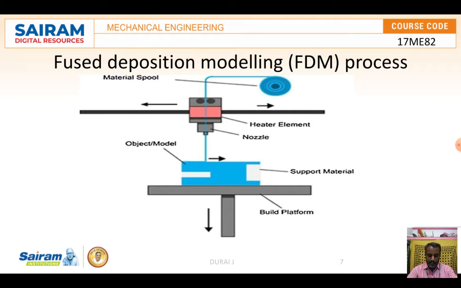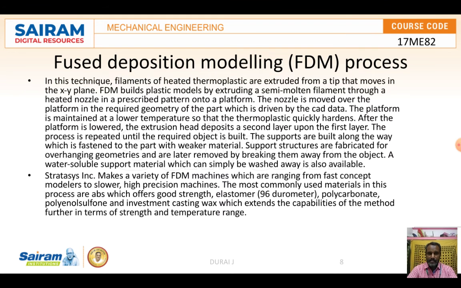So this is about the principle. What are all the materials we used in this fused deposition modeling system? It is acrylonitrile butadiene styrene, as well as polycarbonate, polyamide, polystyrene, lignin and rubber. These are all the raw materials used in the fused deposition modeling system.